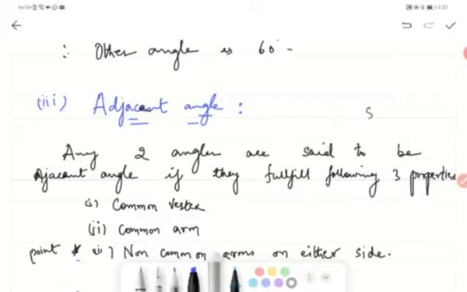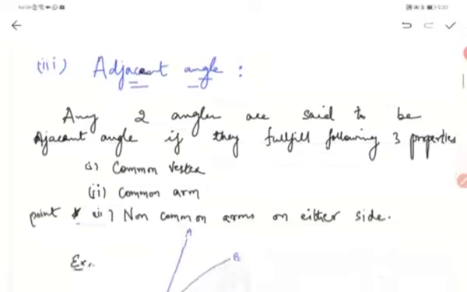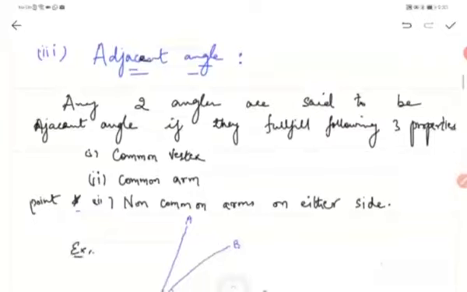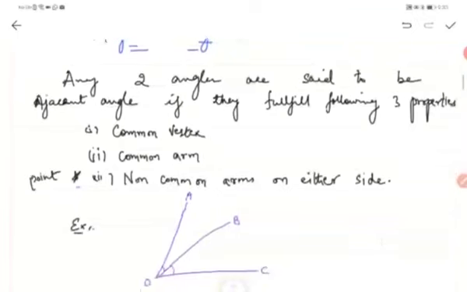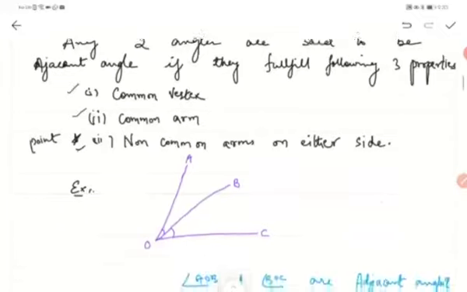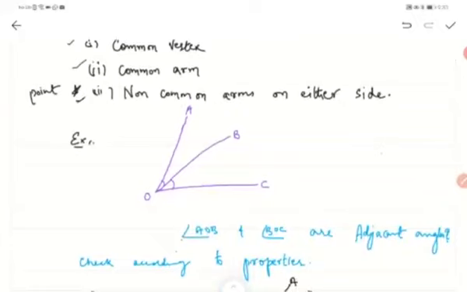Alright, the third angle we started already was adjacent angles, isn't it? So I've told you you have three properties to fulfill for the adjacent angle, and you will understand it clearly when we take some example. The first two are easy to understand. The third point is a bit problematic to understand. If you take one example, you will find it easy to catch.